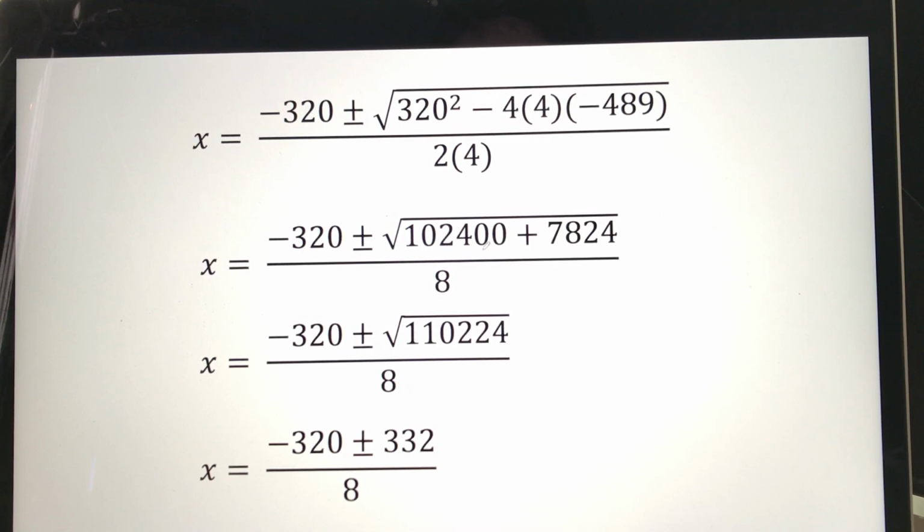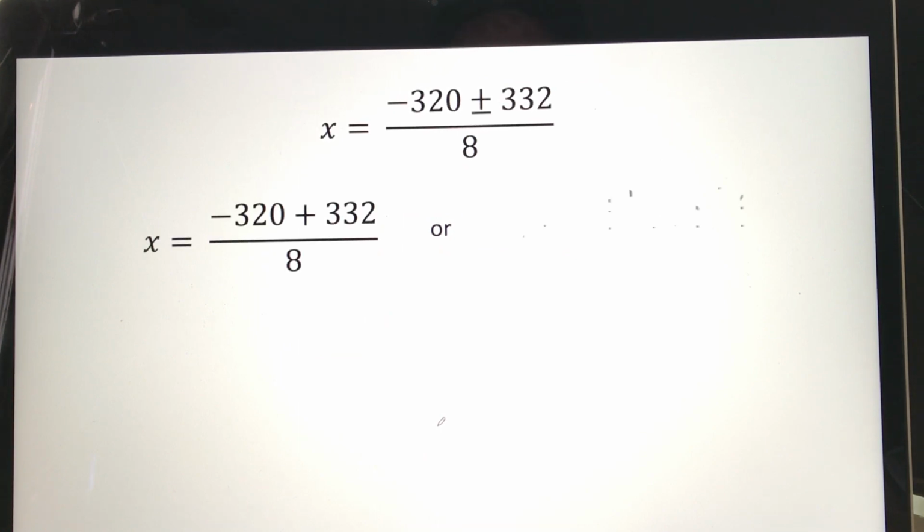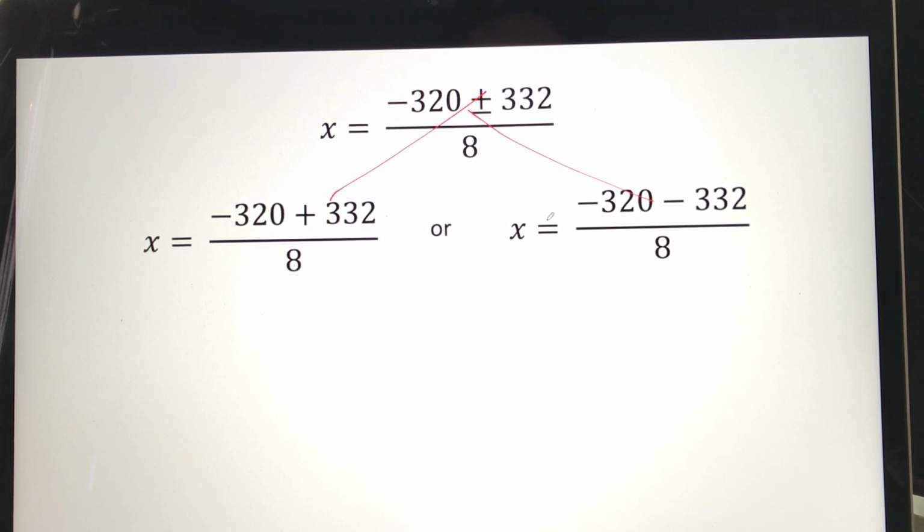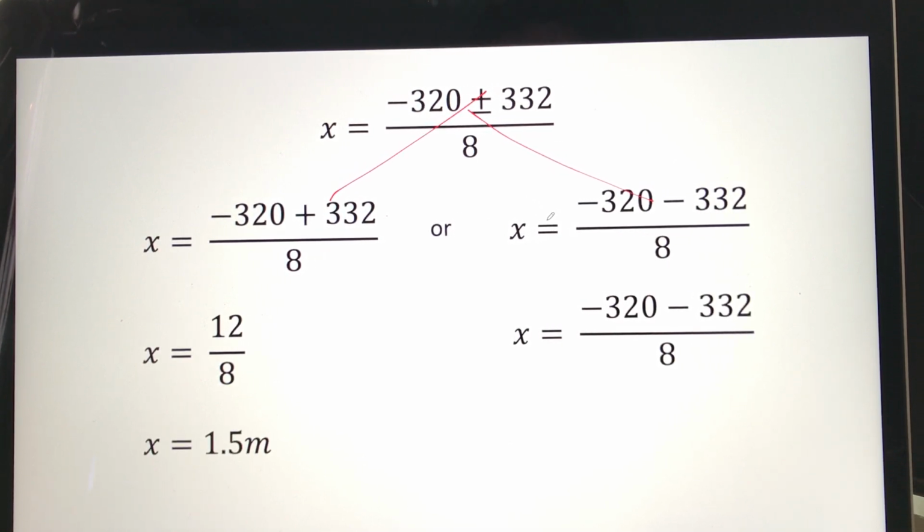Okay, I execute the squaring, I add the values under the root, I take the root, it happens to be an integer, which is good. And then I break apart my two operations. I go into my plus side and my minus side. I realize there's two possible theoretical answers. And I get x is 1.5 meters, or I get x can be negative 81.5.